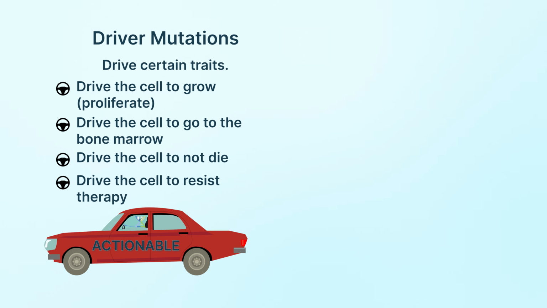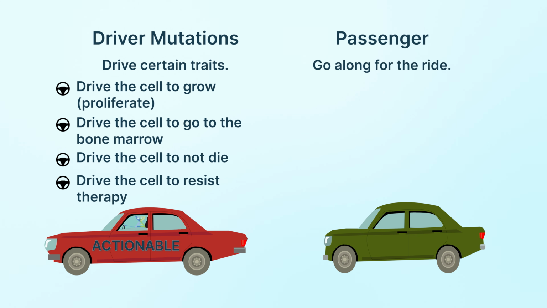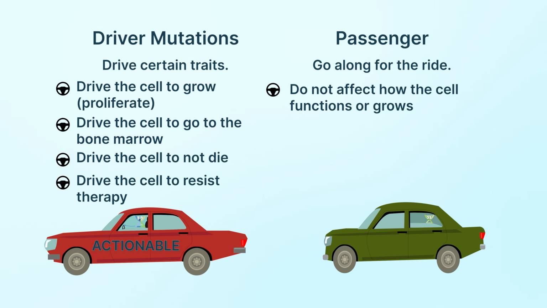Those are actionable. There are other mutations that probably have no impact, and we often refer to those as passenger mutations. They're along for the ride. They have no particular effect on the cell. We know they're there. We know we all have mutations, but compared to the drivers that are actionable, they're just passengers along for the ride.